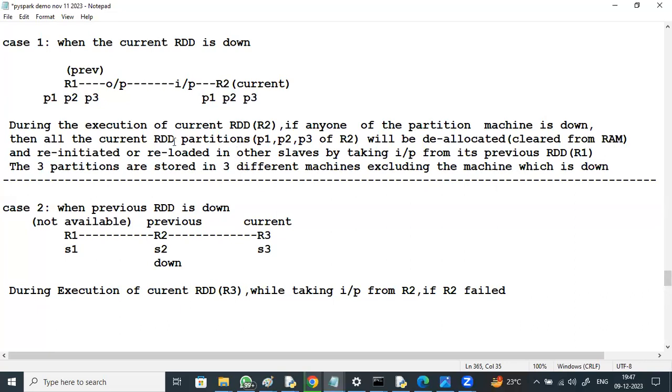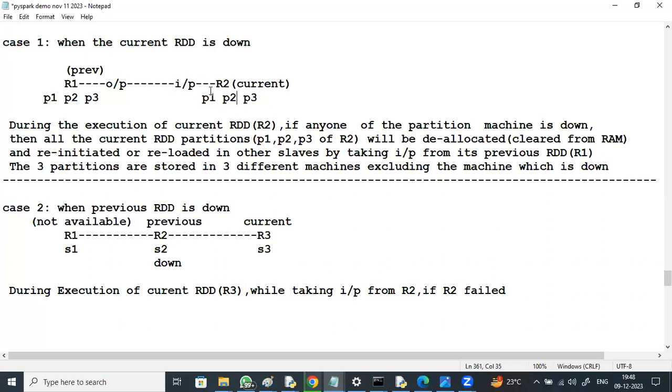So this is how the Spark fault tolerance model works. Only in Spark can you see this; in other systems you cannot. It has the capability of recomputing and getting back the lost partition. During this process, it will deallocate and clear all these partitions, collect again, and store across multiple RAMs of multiple slaves.